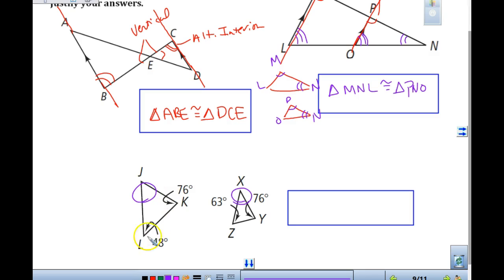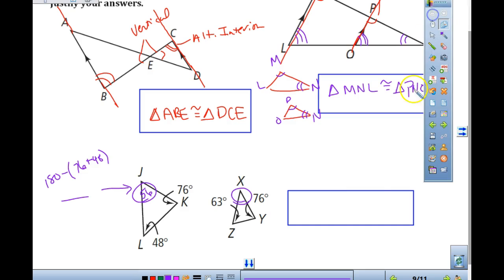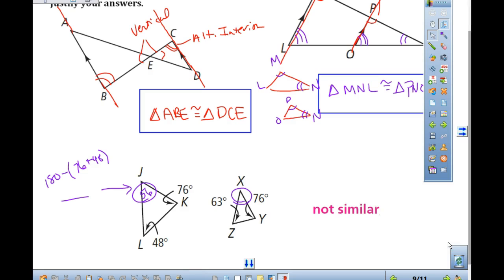Okay. So add 48 and 76. Subtract it from 180. What'd you get? 56. And 56 is definitely not the same as 63, right? So if we are looking at it, can we say our two triangles are congruent or are similar? We would say that they are not similar if we are looking at this one. Okay? So you're going to be asked similar or not.